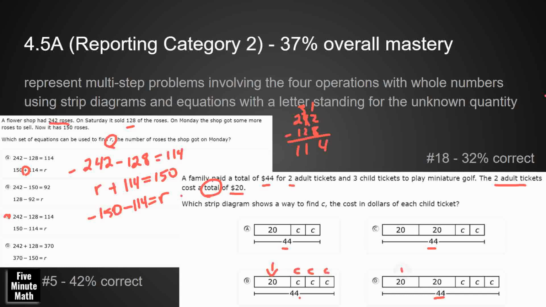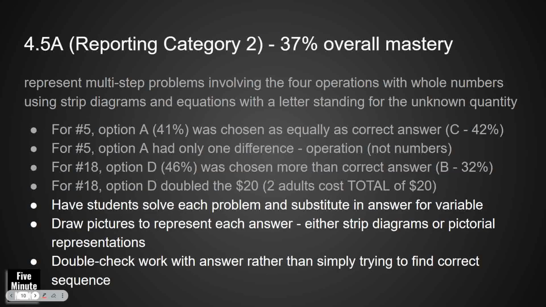But take a look at this. This has got two 20s. And a lot of students are going to choose that one. Correct answer is B because you've only got that 120, even though we know that's going to be split between two adults. So let's see what this means for us as educators.